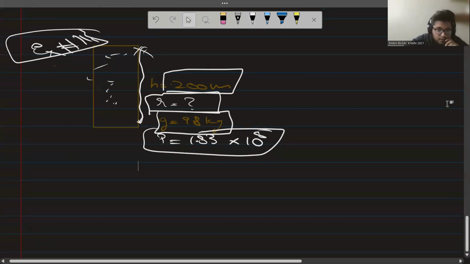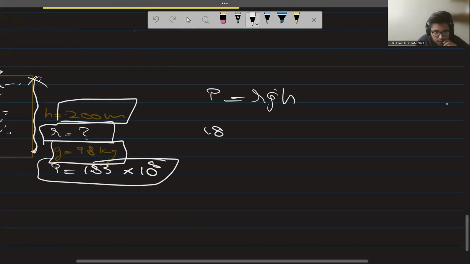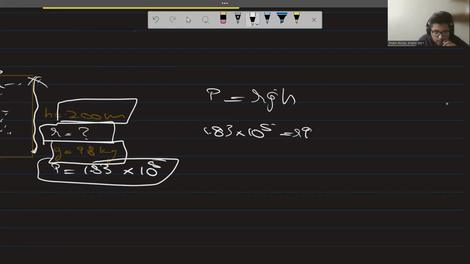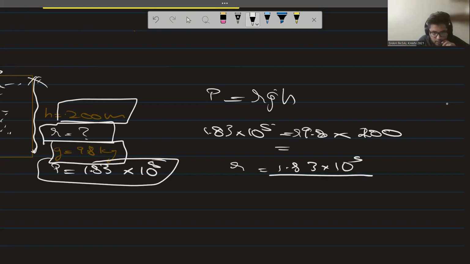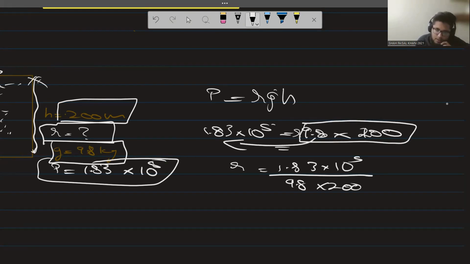So in this, let's put these values in the formula. Which is P is equal to rho G H, right? So P, which is 1.83 times 10 to the power of 5, is equal to rho, which is not given, G is 9.8, times 200. So let's solve it. So first we have to isolate rho. So for that, it will be 1.83 times 10 to the power of 5 upon 9.8 times 200. So in this, what did we do? That we have taken the other terms to this side. Basically.